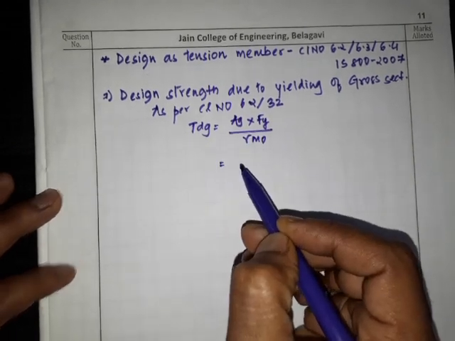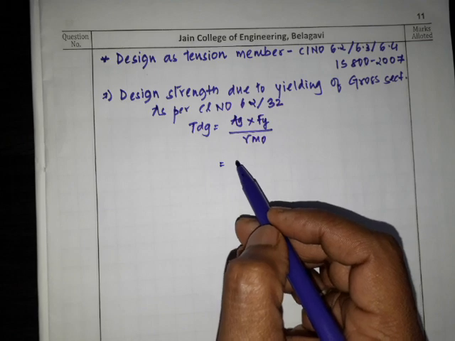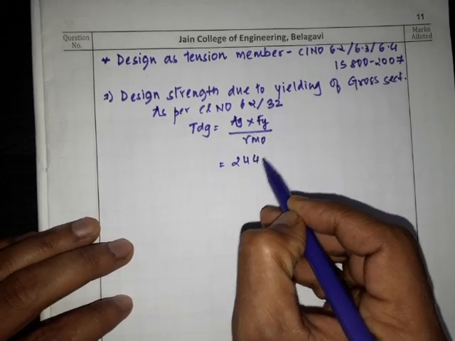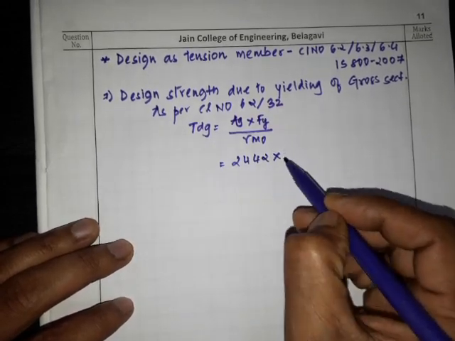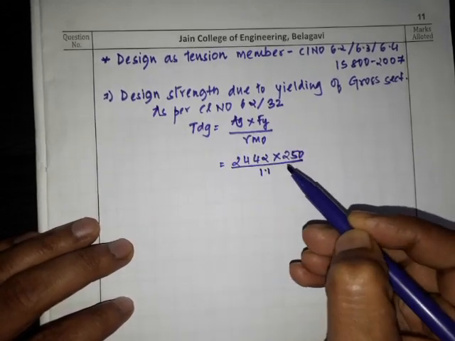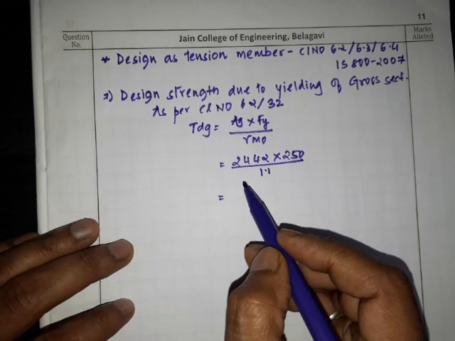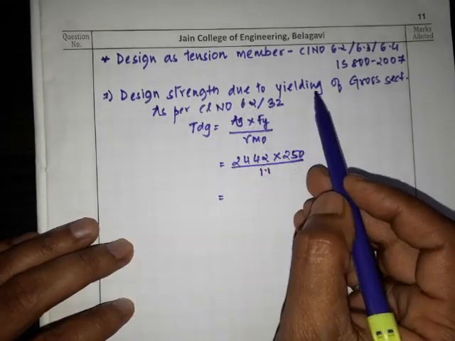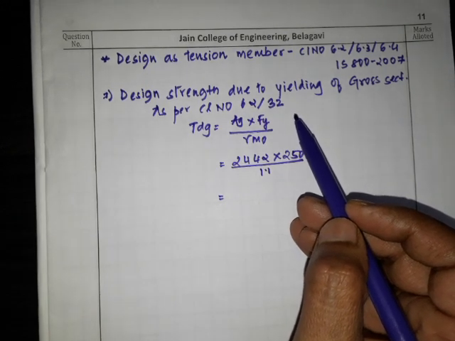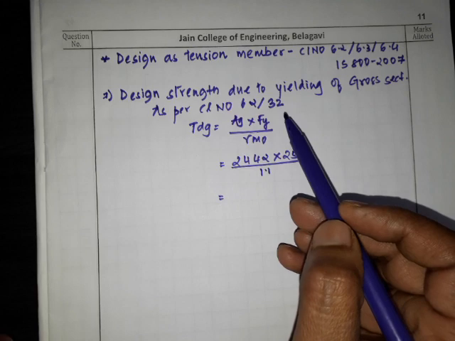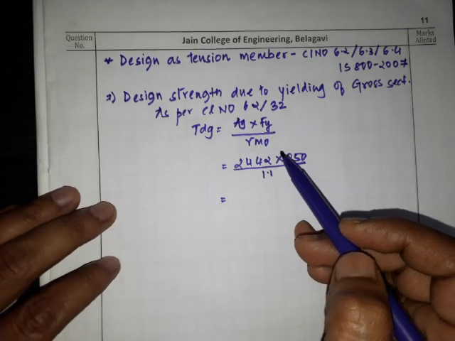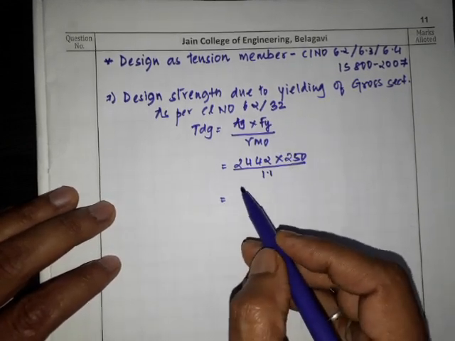Okay, so Ag is the area provided. We have provided 2442 into Fy is 250 divided by gamma m0 is 1.1. So we get the design strength due to yielding. When the member is loaded as a tension member and you increase the load, it may fail due to yielding. So how much can it take before failure? It can take a load of 555 kilonewton.